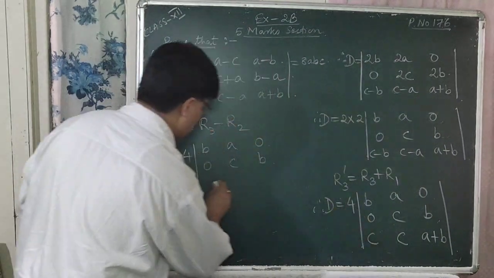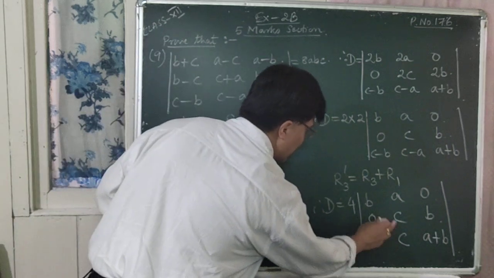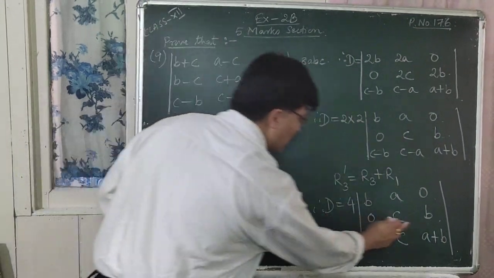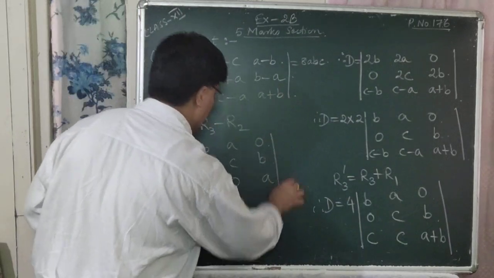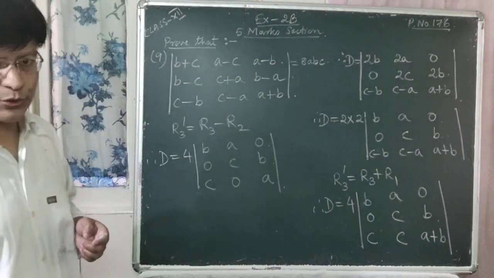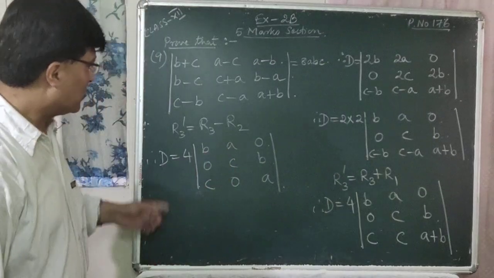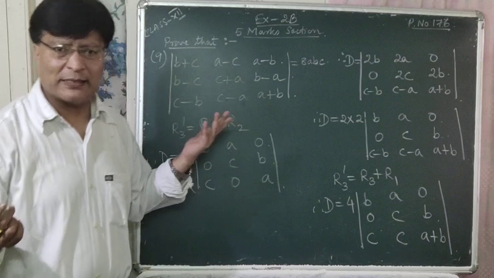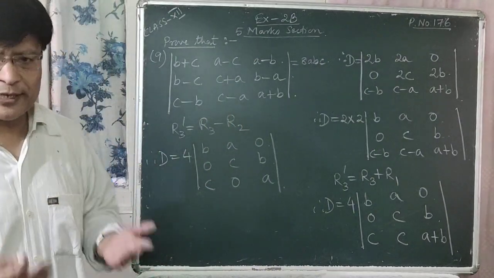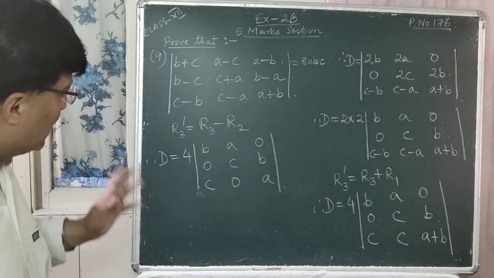So C minus 0, C. C minus C, 0. A plus B minus B, B gets cancelled, we get only A. So here determinant sign is closed. Is that clear? Now all are single elements here, isn't it? Now we can expand it. It is easier for you to expand it, isn't it? Now let us expand it now.